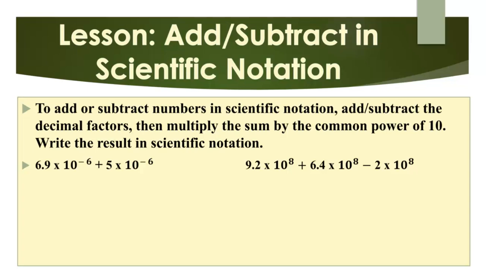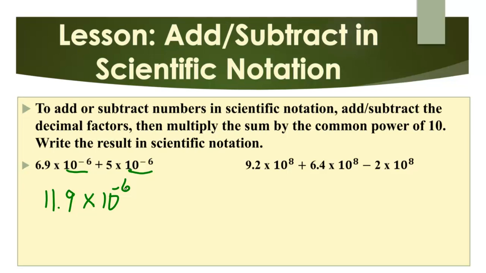To add and subtract numbers in scientific notation, you add or subtract the decimal factors, and then you multiply the sum by the common power of 10. And we're going to write the result in scientific notation. In order for this to happen, the powers of 10 have to be the same. So now I'm just going to do 6.9 plus 5, which is going to give me 11.9. And then this is going to be times 10 to the power of negative 6.